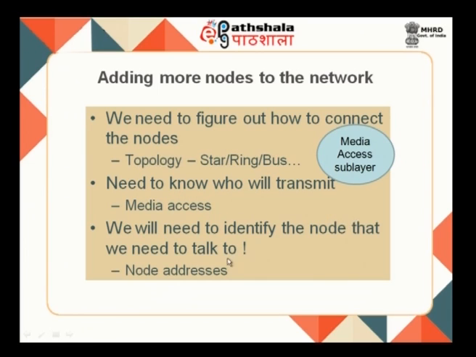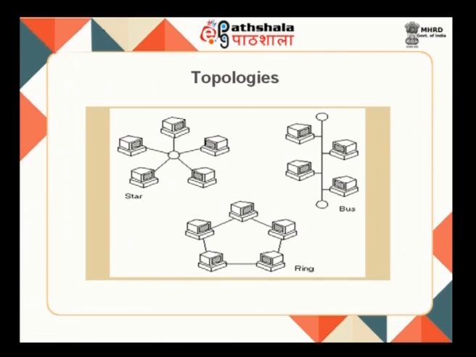Okay. And when there are multiple nodes, obviously we need a mechanism to identify the node that we need to talk to, right, because if there are multiple nodes, then who am I actually talking to? So, I need addresses. So, you need addresses, you need some kind of media access, and you need a topology that you will decide upon to determine how these things are going to be connected. All these things come under the purview of the media access sublayer. We call it a sublayer because it comes as part of the data link layer, or layer 2 as we call it.